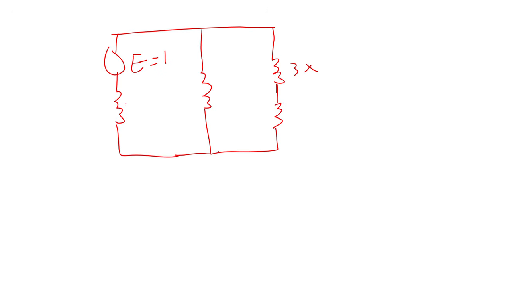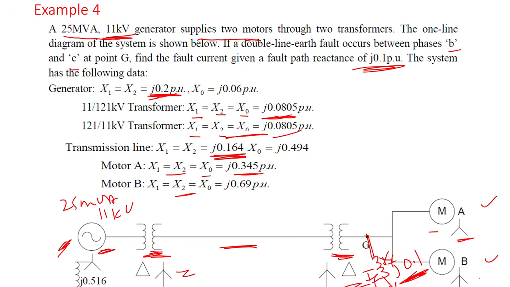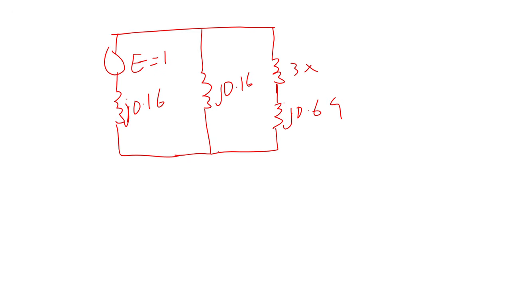So you realize that X1 we got j0.16, X2 j0.16, X0 we got j0.69, but then we realize that the fault had a reactance of j0.1. So I'm going to bring 3 times that j0.1 inside where the zero sequence is. So this is my line to ground fault diagram. I hope that is clear. And I know here is I1, here is I2, and here is I0.